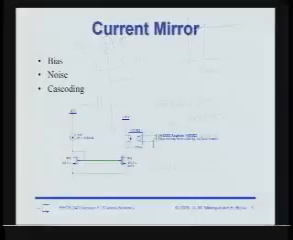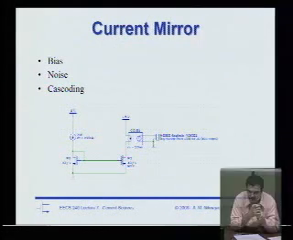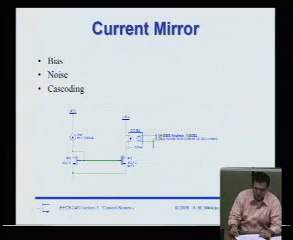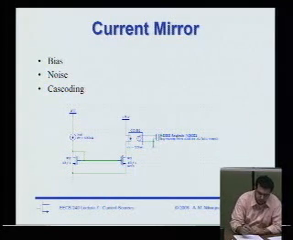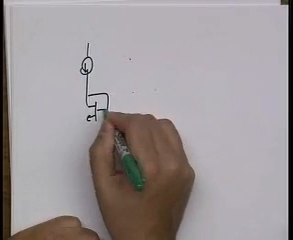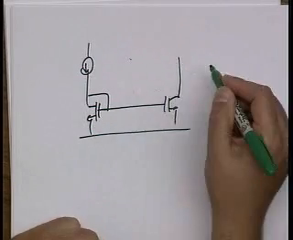And so the simplest current source that we know and we love is the simple current mirror. I don't have to explain how it works to you, but what we're interested in is the noise, because this is something that we haven't looked at before. First of all, let's just very quickly review some of the characteristics.